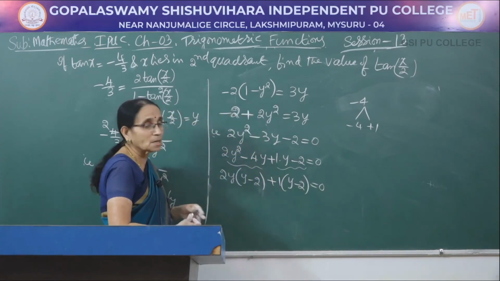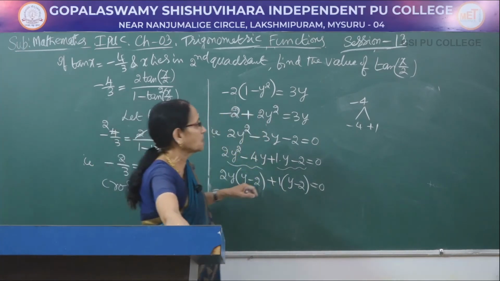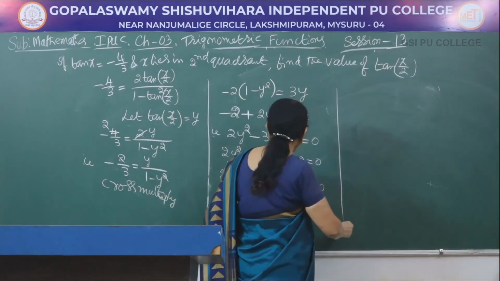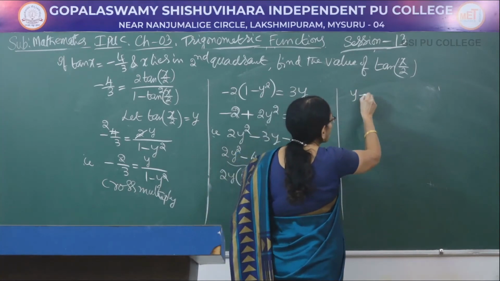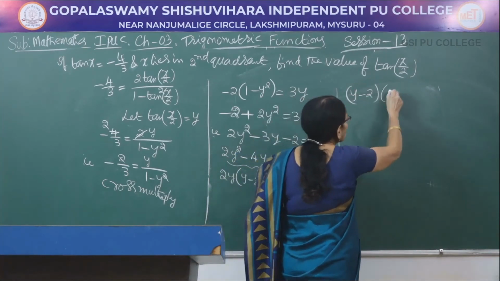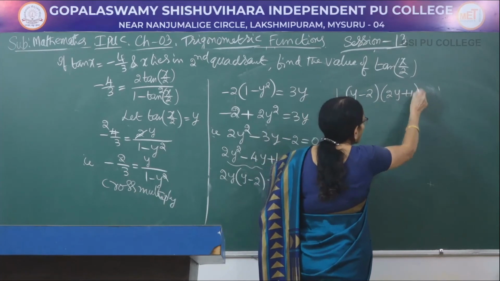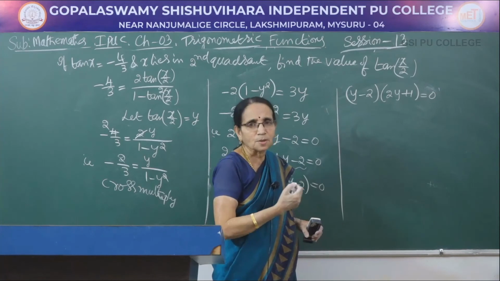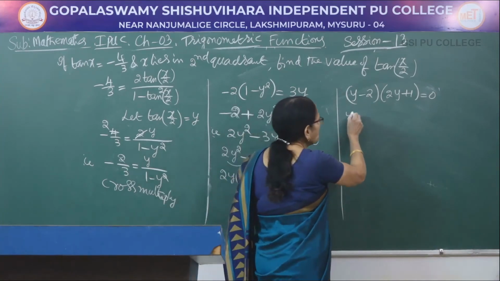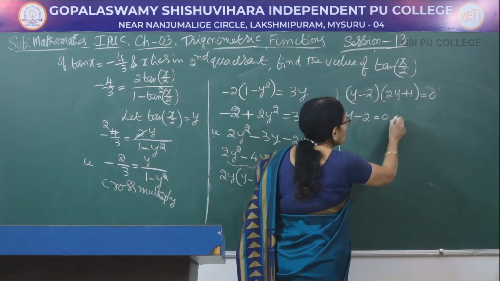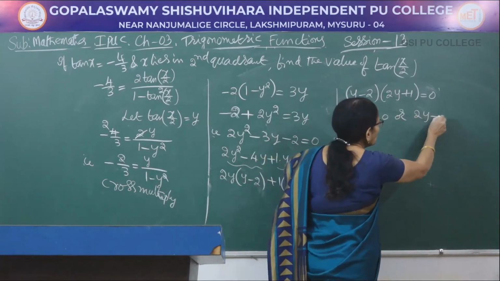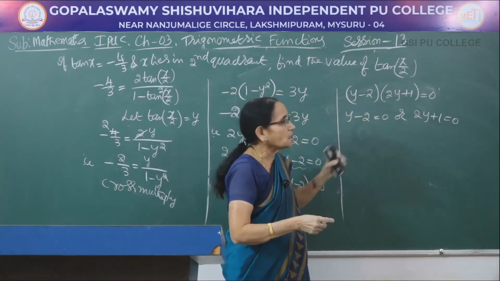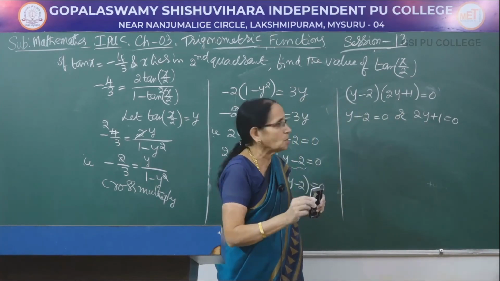I told you could have kept tan x by 2 as it is without making the assumption. Both are correct. Here, for convenience's sake, I am making that one. Therefore, taking out the common factor, y minus 2 into 2y plus 1 equal to 0. I come across such equations while solving the equation. So, what does it mean? Either y minus 2 equal to 0 or 2y plus 1 equal to 0, because when a product is 0, any one of the terms should be equal to 0.